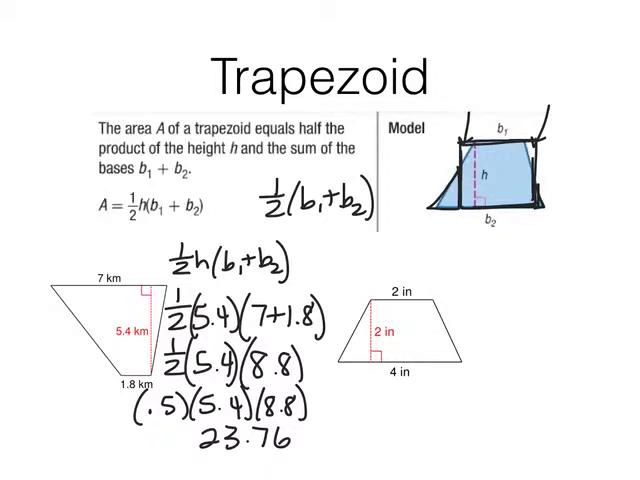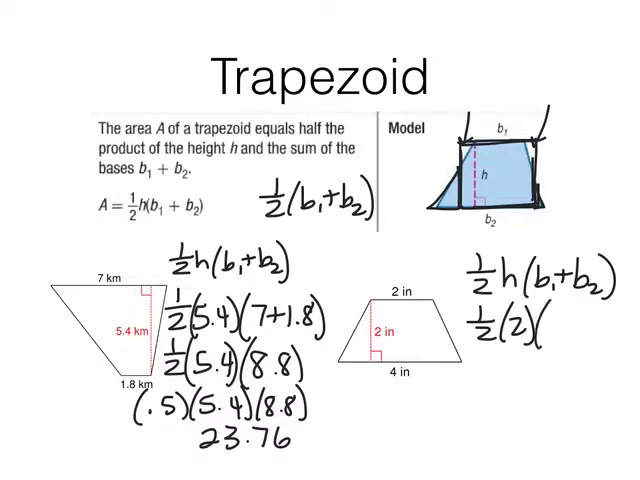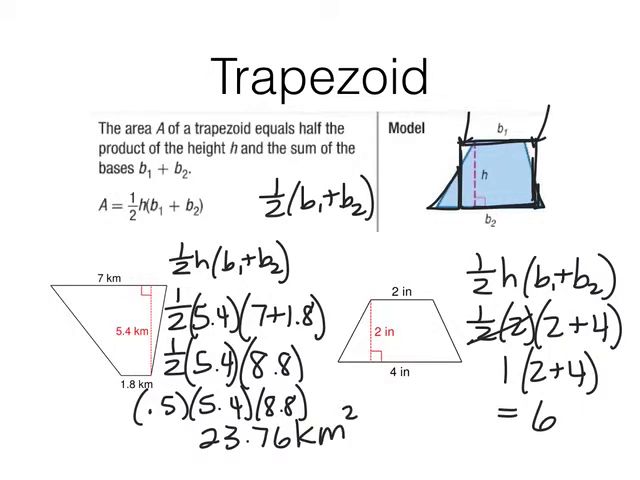How about this one? This one's pretty cool. Look, 1/2 times height times B1 plus B2. So 1/2, the height is 2. Oh, that's convenient. 1/2 times 2, that's my multiplicative inverse property. That's equal to 1. So 1 times 2 plus 4, or just 6, because 2 plus 4 is 6. Oh, going back, this is square kilometers, and this is square inches.